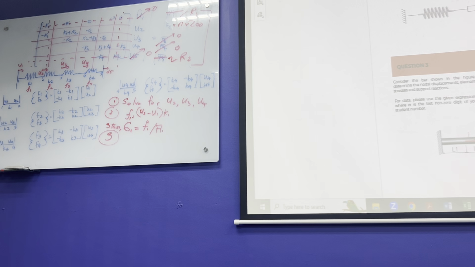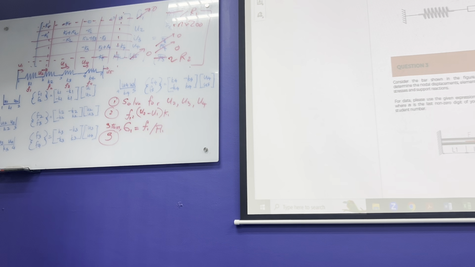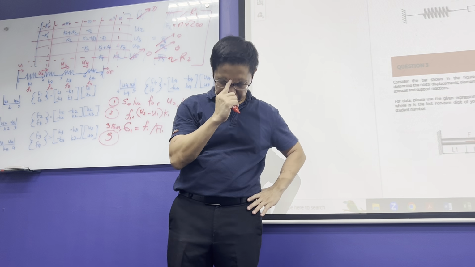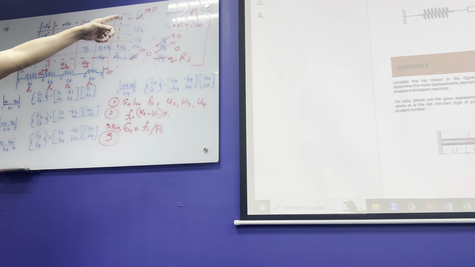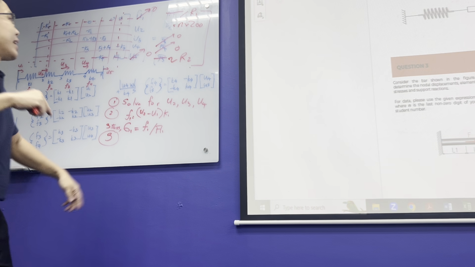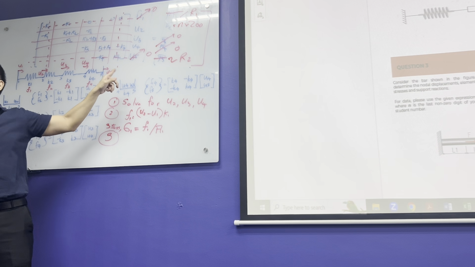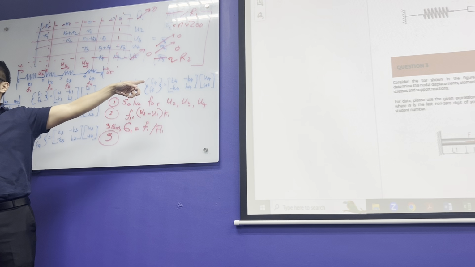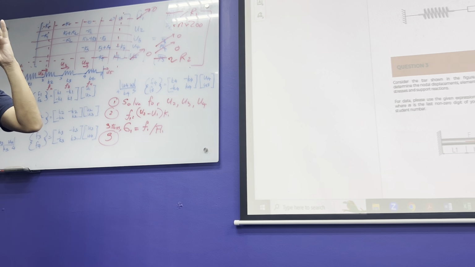R1 is not equal to R2. Wait first. What is R1 and R2? I said just now we cancel this out. It's not because F1 and F5 is 0. It's because U1 and U5 is 0. It's not because R1 and R5 is 0. R1 and R5 for sure you have something, because there is a reaction force there. The fact that you restrain it, then you can have a 0 displacement. But the fact that you have 0 displacement, for sure there will be a reaction force.